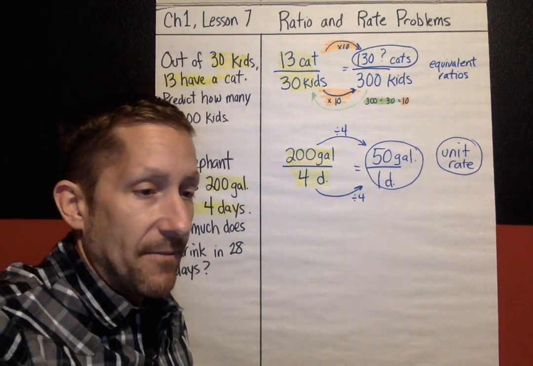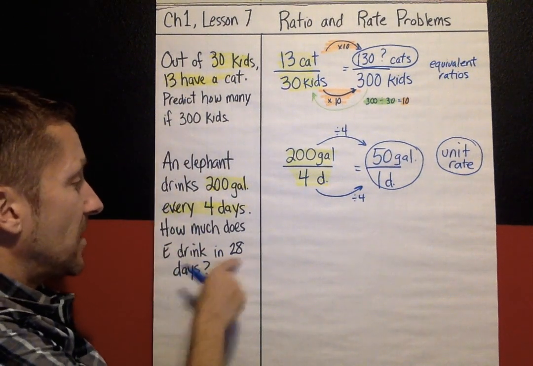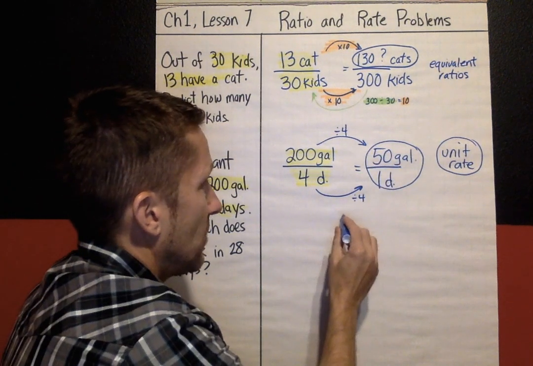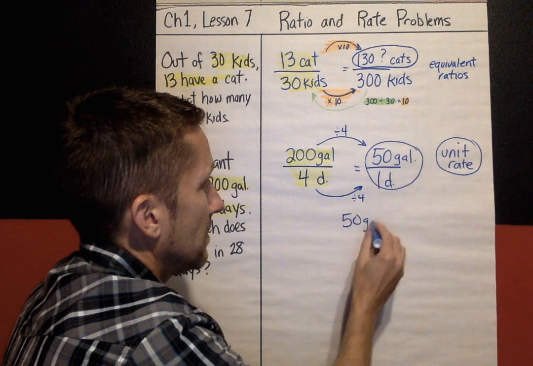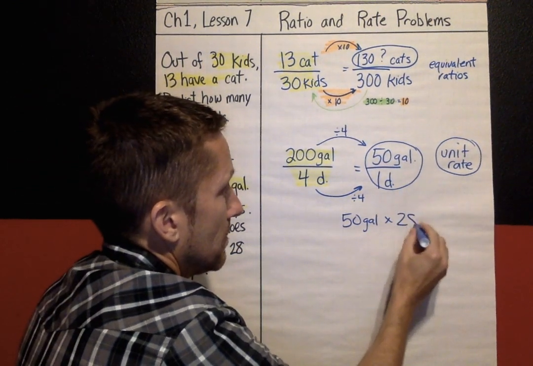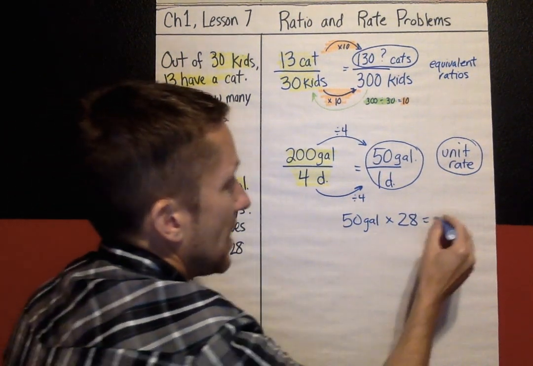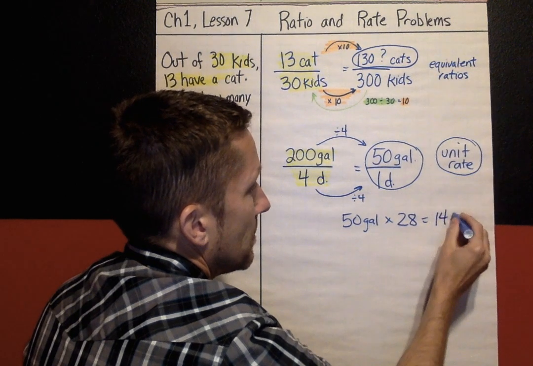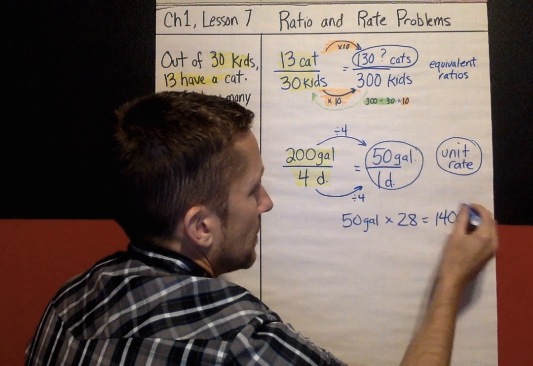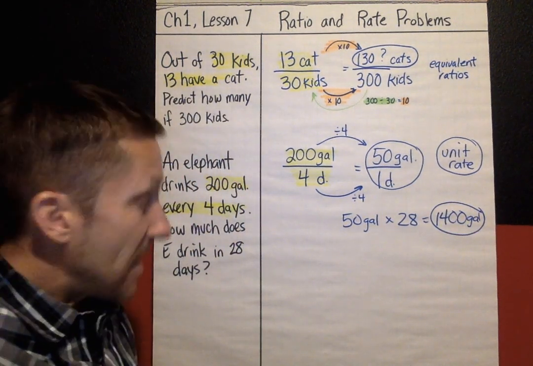And the last thing I have to do is, my question says, how much does the elephant drink in 28 days? So now all I have to do is take how much that elephant drinks in 1 day, which is 50 gallons, times 28 days. That's going to give me my answer. Well, that number, after you calculate that, is 1,400 gallons. That was the unit rate strategy.